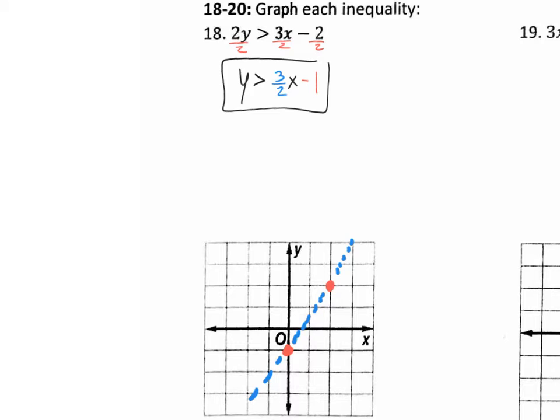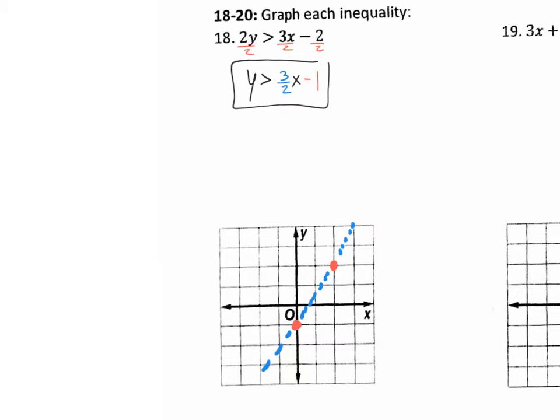And now I need to shade, guys. I either shade in above this blue dotted line or below this blue dotted line. It's really easy. This is a greater than symbol with the y. So your y values have to be greater than the actual line. So here's the line. Y is greater, is above. So we're going to shade in above.